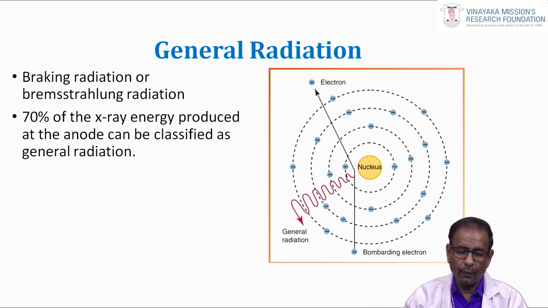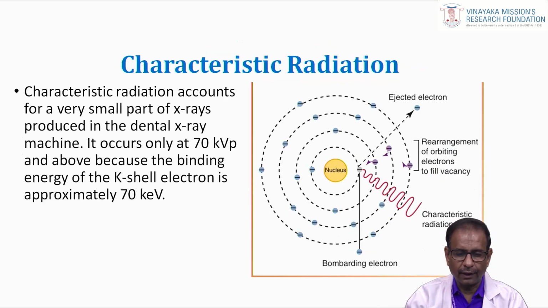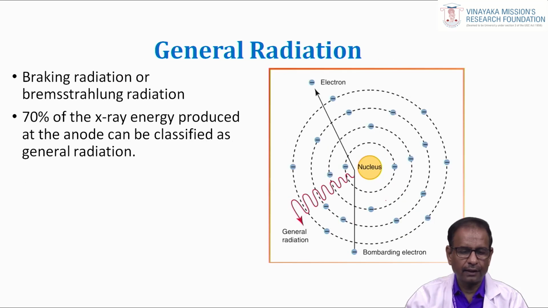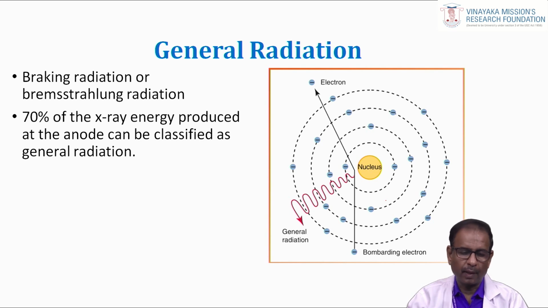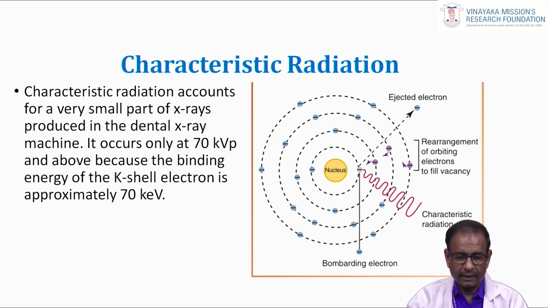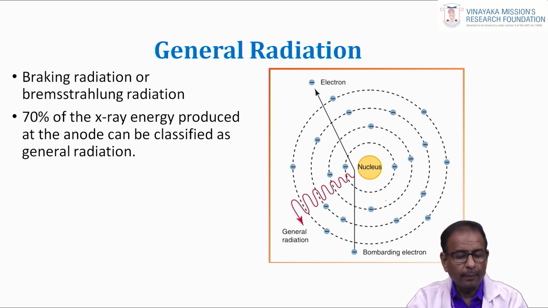Once the electron hits the target, what will happen inside the tungsten target? There are two types of events happening in that area. One is general radiation. The general radiation is breaking radiation, or Bremsstrahlung radiation. That is one of the important questions: general radiation or Bremsstrahlung radiation. The second one is the characteristic radiation. We will go one by one.